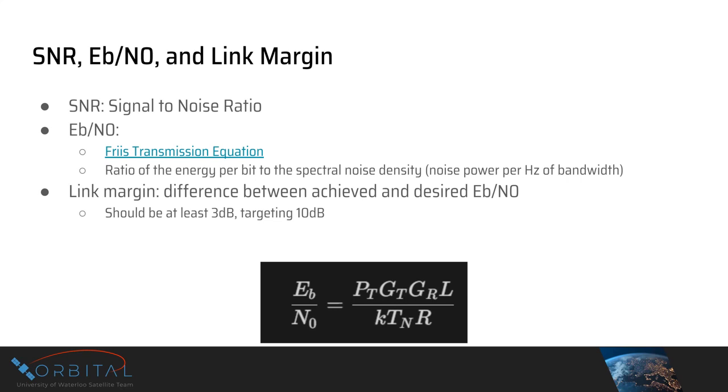SNR is the signal to noise ratio. It's essentially the power of your signal divided by the power of your noise. And in a link budget, this is kind of what you're actually trying to optimize in the end. So simply increasing the transmit power of your transmitter or doing something like that isn't always necessarily going to help your link margin at the very end.